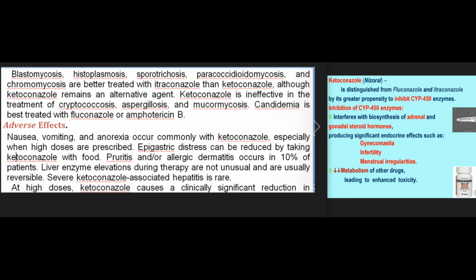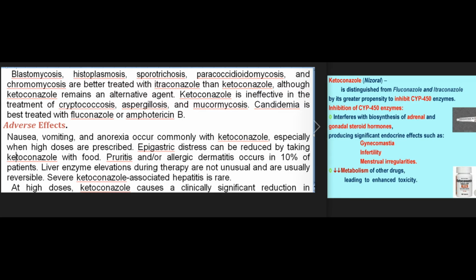Blastomycosis, histoplasmosis, sporotrichosis, paracoccidioidomycosis, and chromomycosis are better treated with itraconazole than ketoconazole, although ketoconazole remains an alternative agent. Ketoconazole is ineffective in the treatment of cryptococcosis, aspergillosis, and mucormycosis. Candidemia is best treated with fluconazole or amphotericin B. Adverse effects. Nausea, vomiting, and anorexia occur commonly with ketoconazole, especially when high doses are prescribed.